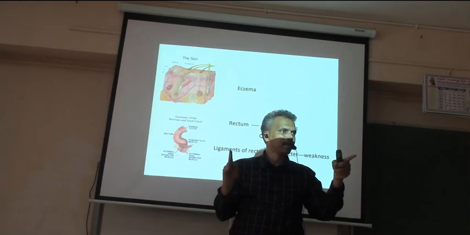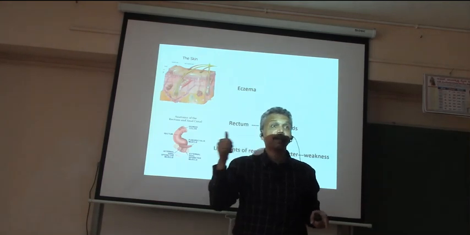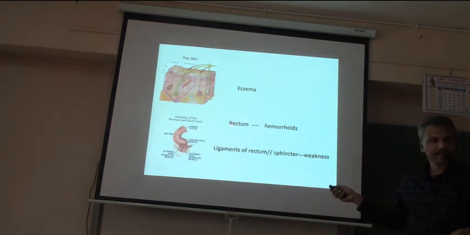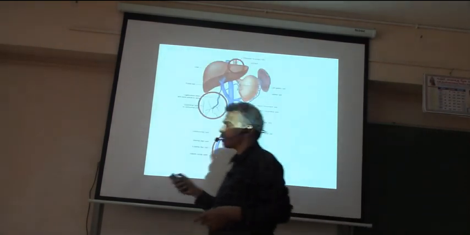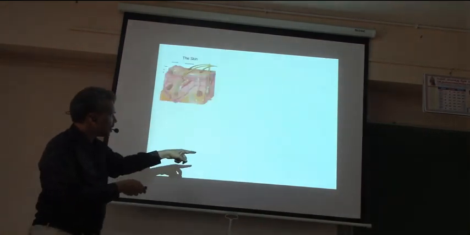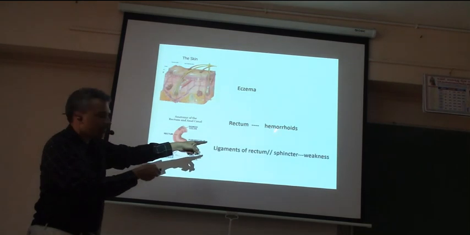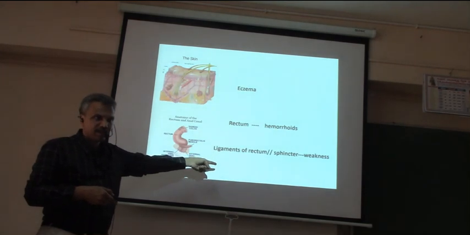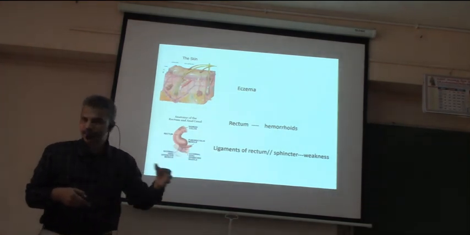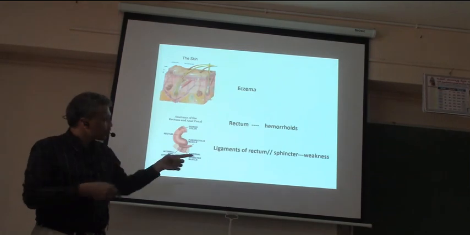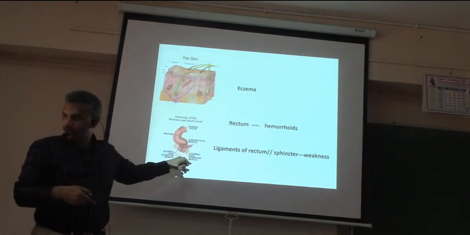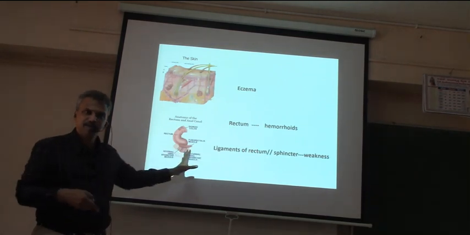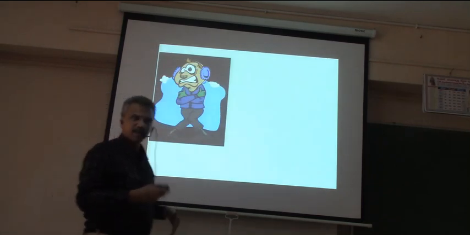Skin, eczema on skin. And the last area we spoke was rectum. And there again I have specified, it could be in general on the rectum. If you understand portal congestion, you will realize one of the important effects of portal congestion is hemorrhoids. It will cause dilatation of the veins, rectal veins, esophageal veins. So you see hemorrhoids coming up in aloe, and you also see the ligaments of the rectum or sphincter becoming very weak.